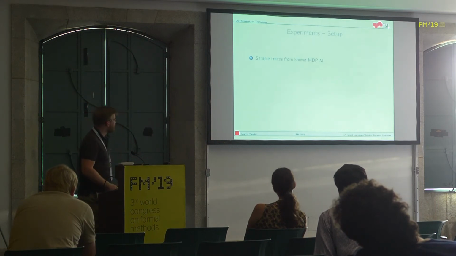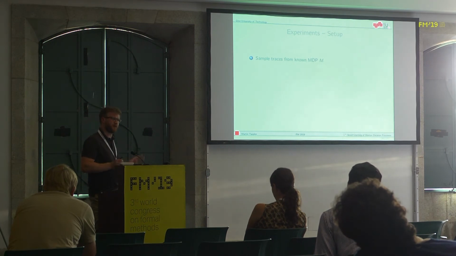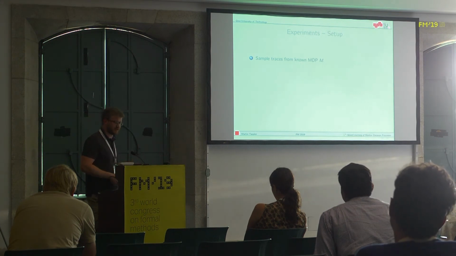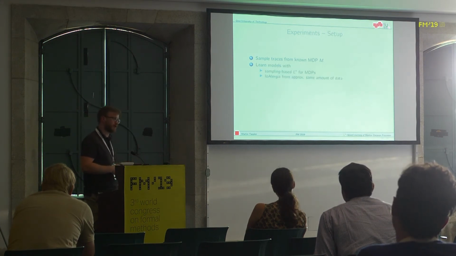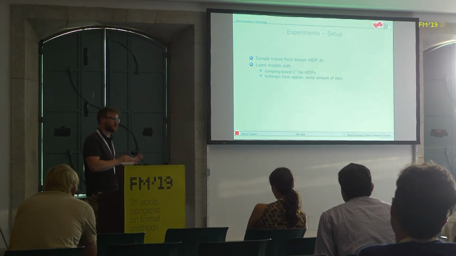All right, now I want to discuss some experiments that we performed. For the experiments, we took known MDPs, but we sampled traces from them. So we basically treated them as black boxes during learning, but we took known MDPs to be able to measure how good our learned models are. We learned models with our sampling-based Elster approach and with Eichlseder. And we configured both approaches such that they learn approximately from the same amount of data.